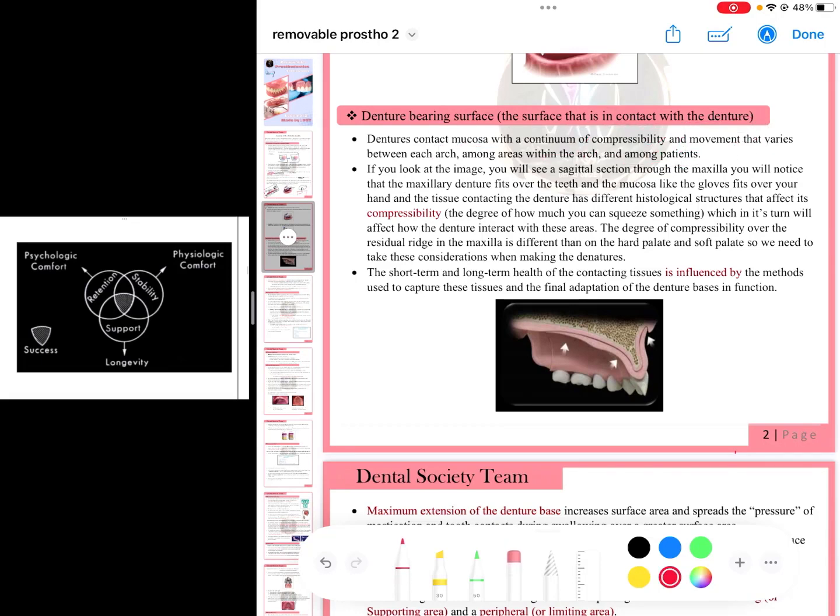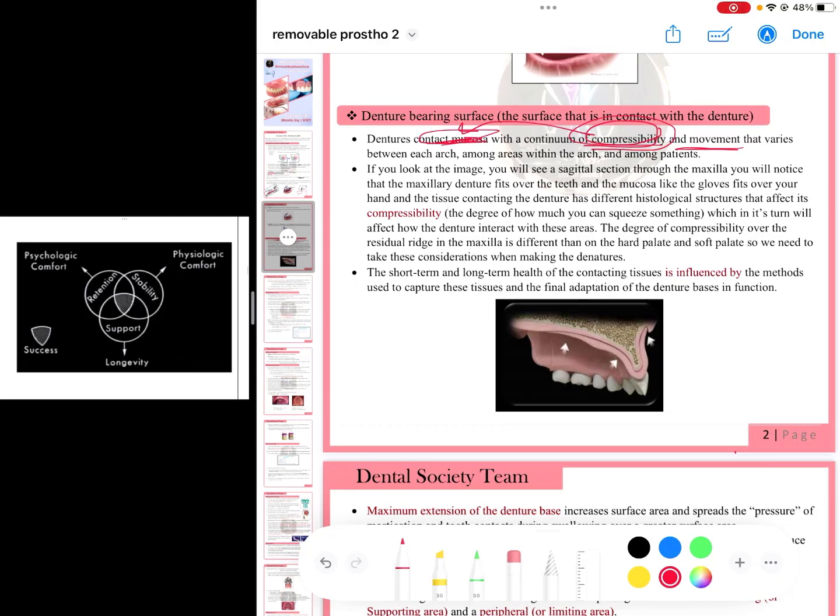Depending on what, this compressibility will change according to what? It will change according to the mucosa itself. The compressibility and the movement will vary according to the structure of the mucosa itself. Okay, so let's look at this picture.